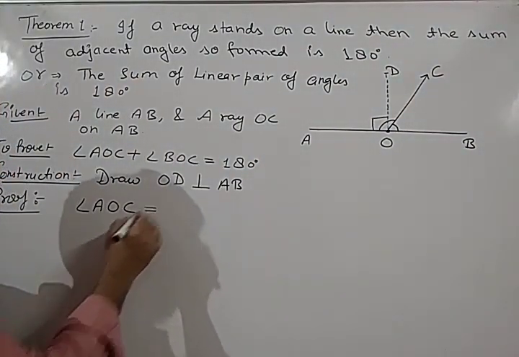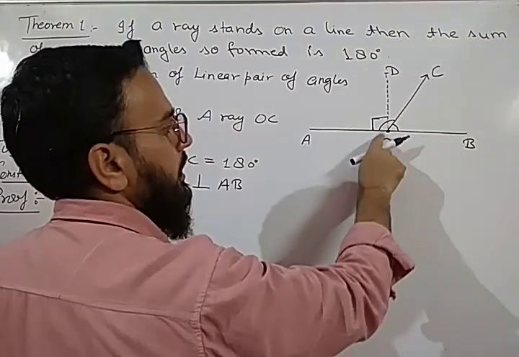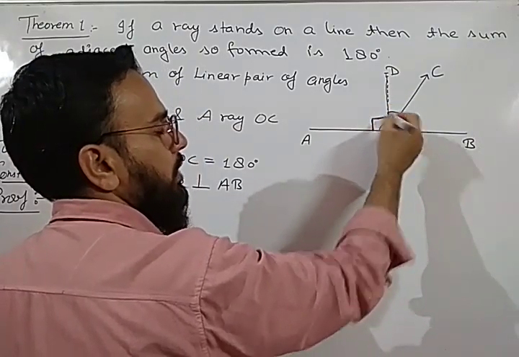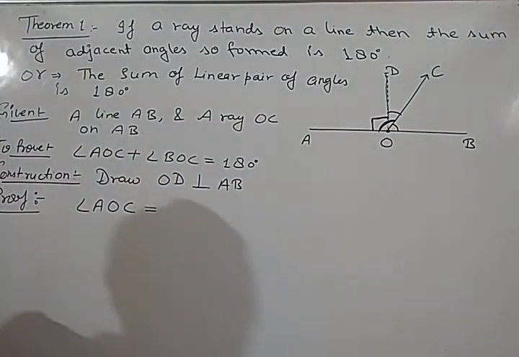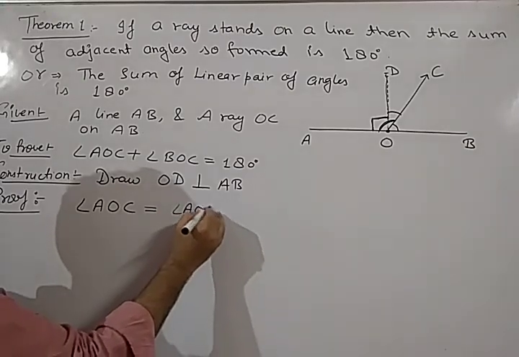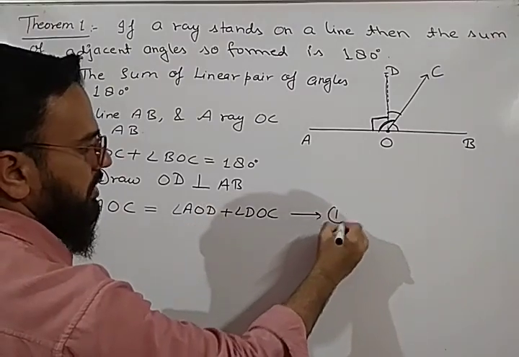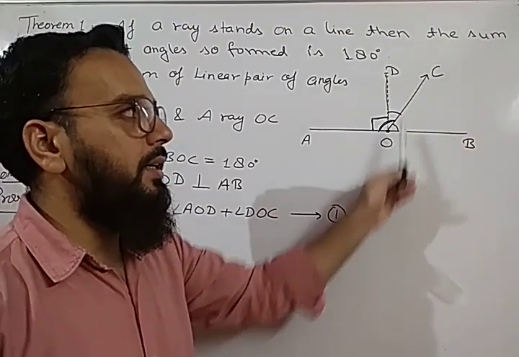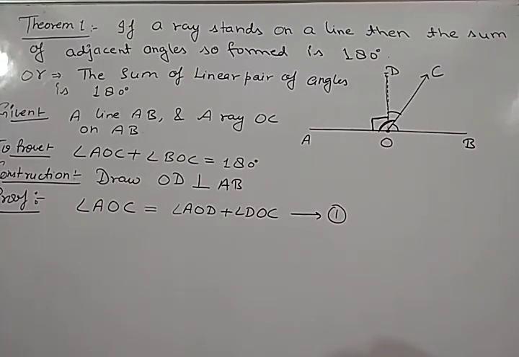Now what can we write for angle AOC? Angle AOC is the summation of these two angles, angle AOD plus angle DOC. If we add these two angles, angle AOD and angle DOC, then it will form this complete angle AOC. So we can write angle AOC as angle AOD plus angle DOC. This we consider as equation number 1: angle AOC is equal to angle AOD plus angle DOC. So first we have written angle AOC. Now what is the second statement?